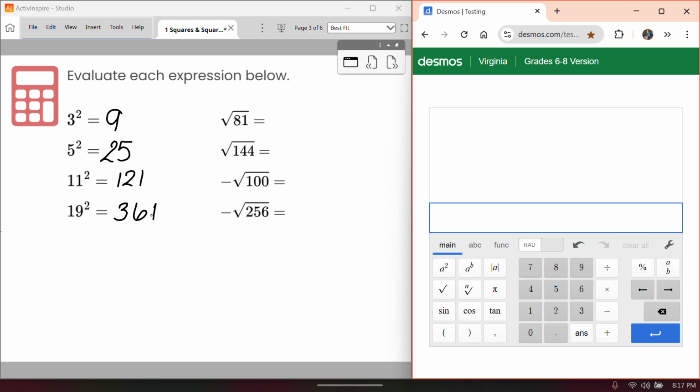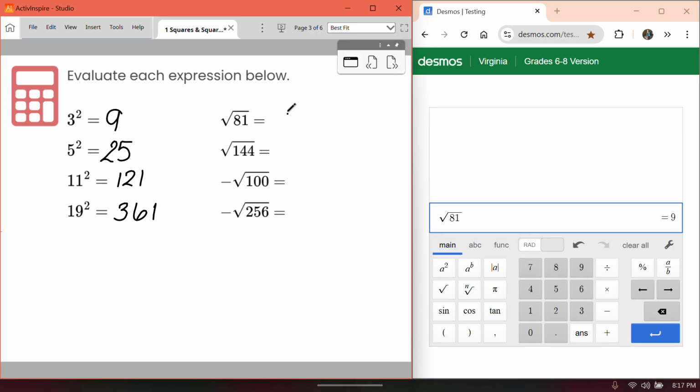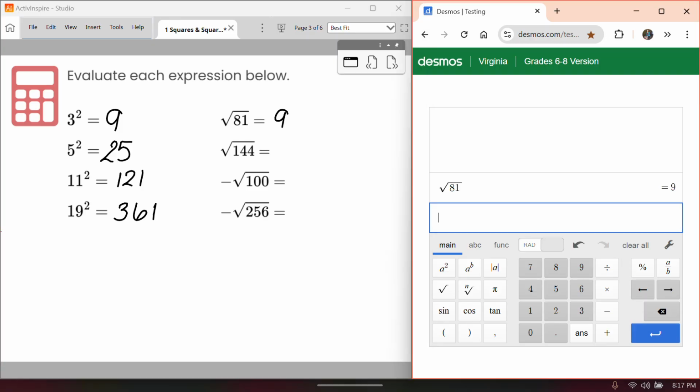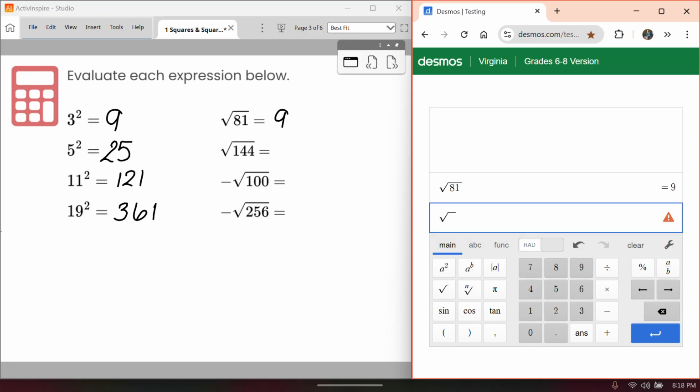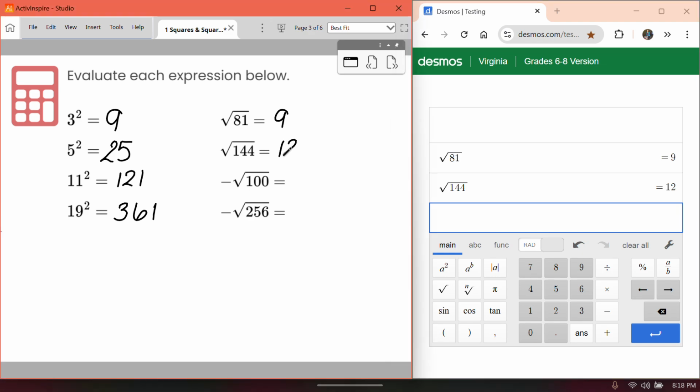And then the other side of that is the opposite. So we can use the square root button right here, 81, and use that to get our answer. Or on your keyboard, you can actually type S, Q, R, T. And as soon as I hit T, it's going to turn into a square root symbol or a radical sign, and then put in the 144. So whatever method works best for you, go ahead and do that.